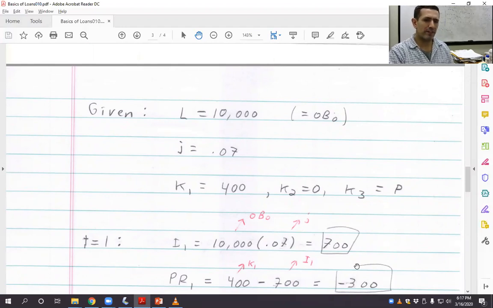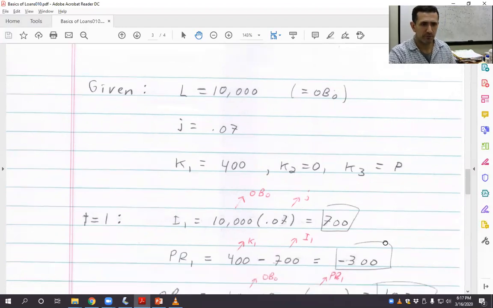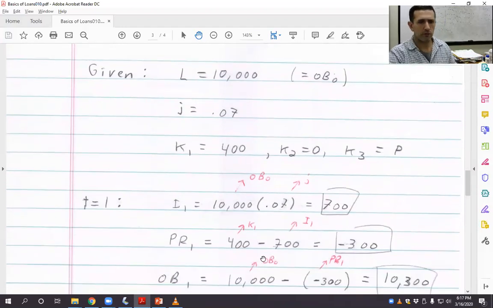What that means is you're in the red for the principal repaid. You're adding $300 to the principal that you originally owed, which was $10,000. So according to the formula, OB1 is 10,000 minus negative 300, and minus a minus makes it plus. So you're tacking on $300 to your outstanding balance. You owe more than you originally owed when you first took the loan out.